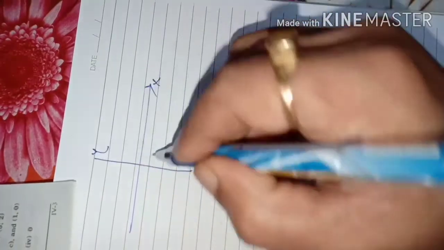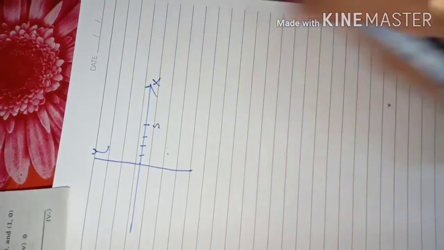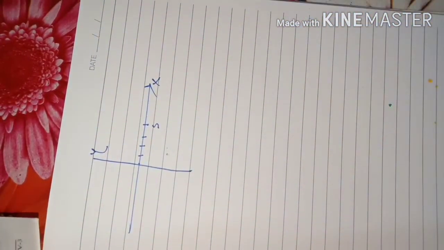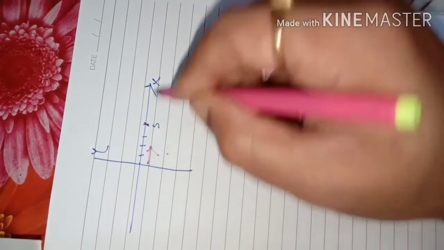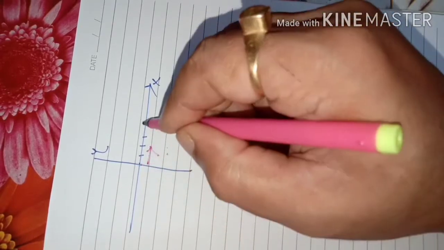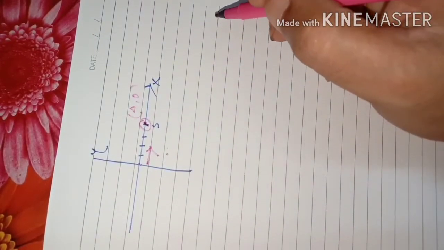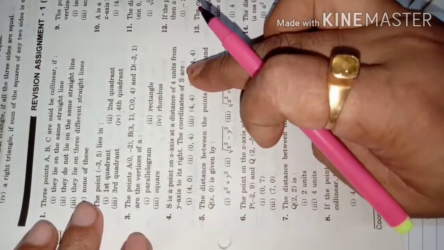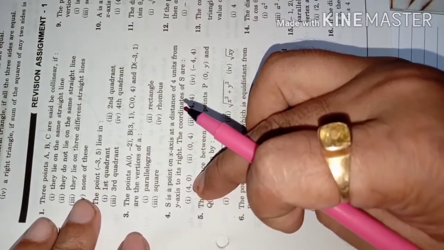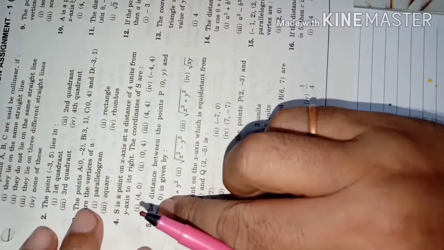This is y-axis. At a distance of 4 units, 1, 2, 3, 4, here this point is S. So S is a point on the x-axis to the right side of y-axis at a distance of 4 units from the y-axis. So this point's coordinate will be what? 4, 0, because it is on the x-axis. Now the coordinates of S are 4, 0. This is our option. So you have to be little practical. Then come to question number 5.